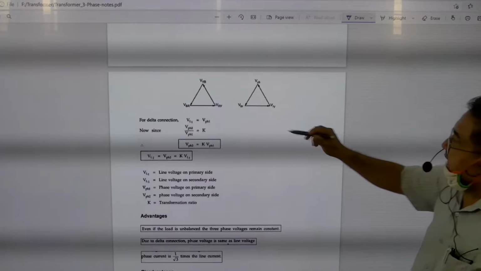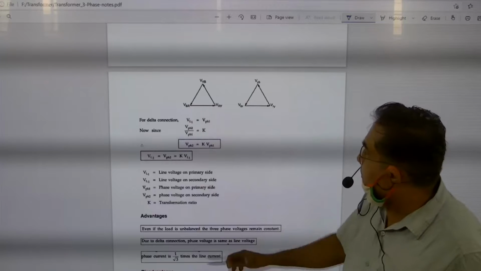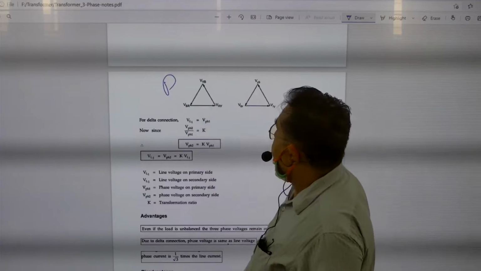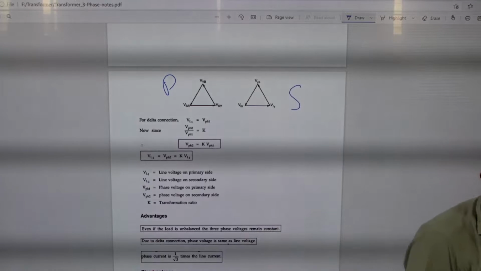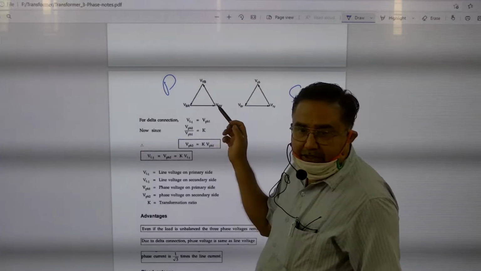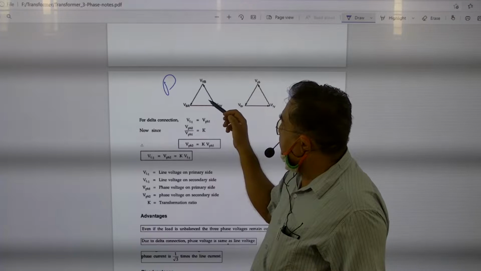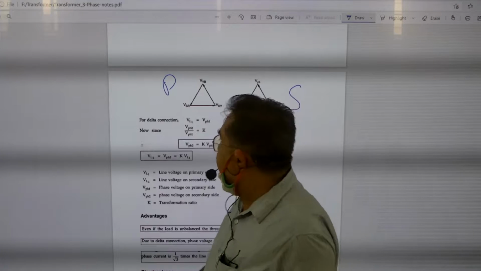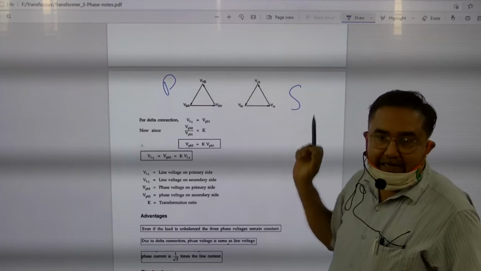This is the phasor diagram of the voltages on primary side. This is on the primary side and this is on the secondary side. You can see that there is no phase shift between the line voltages of primary and secondary side. Also there is no phase difference between line voltage and phase voltage of primary and secondary. Is it clear?